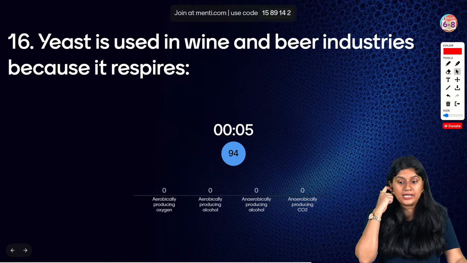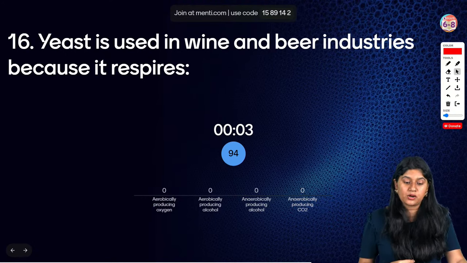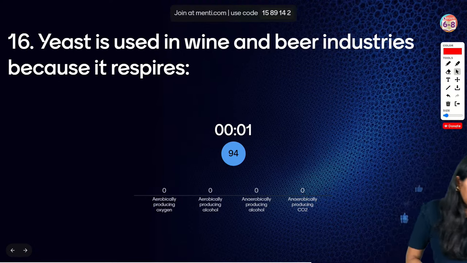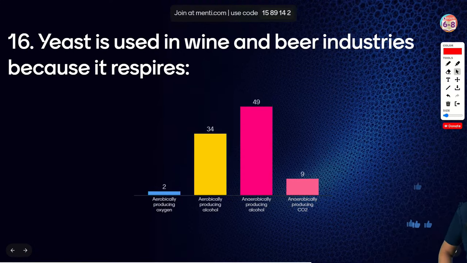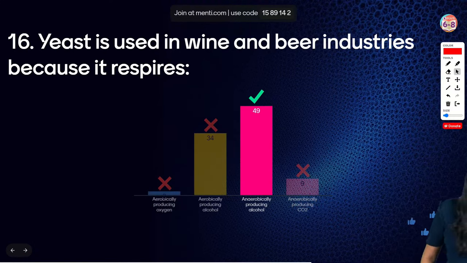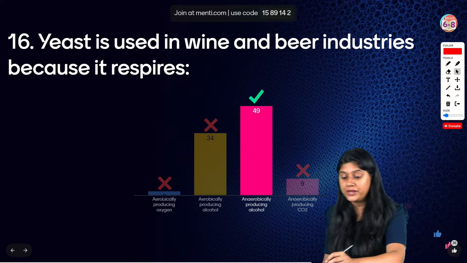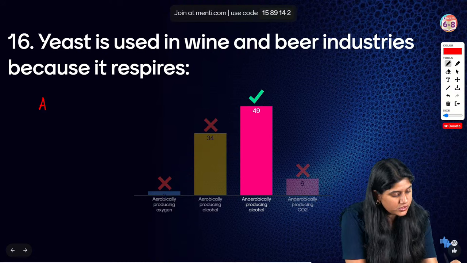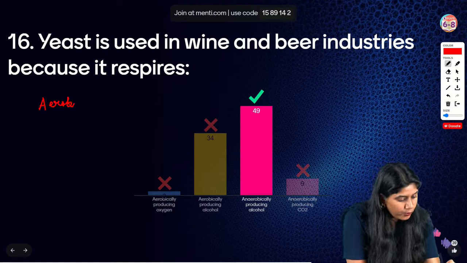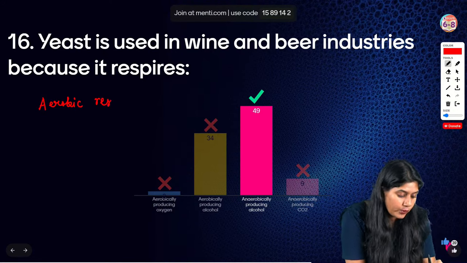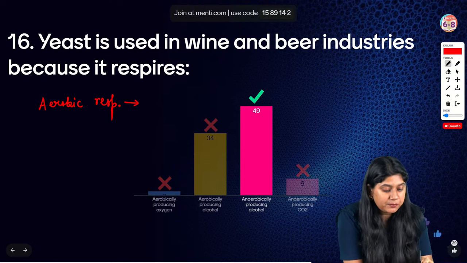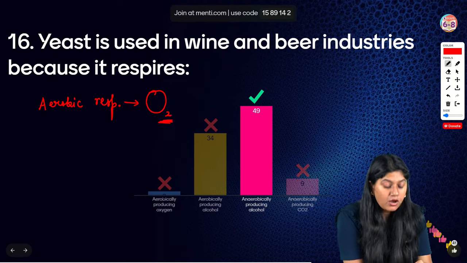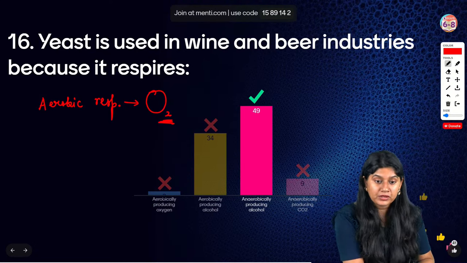It's alcohol only, the beer and the wine. Yeast is used in wine and beer industries because it respires. We know one thing for sure: it does not respire aerobically. We have 2 types of respiration, everyone. First, of course, we have aerobic respiration. We know that aerobic respiration takes place in the presence of oxygen. Oxygen needs to be there, right?